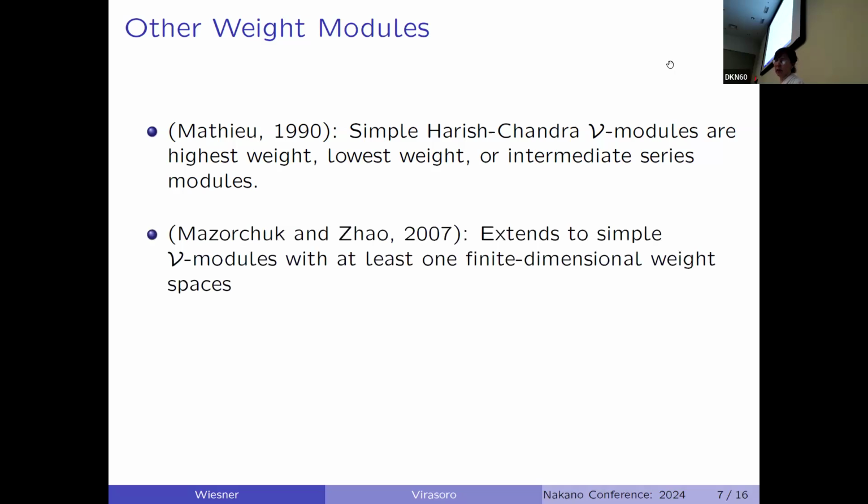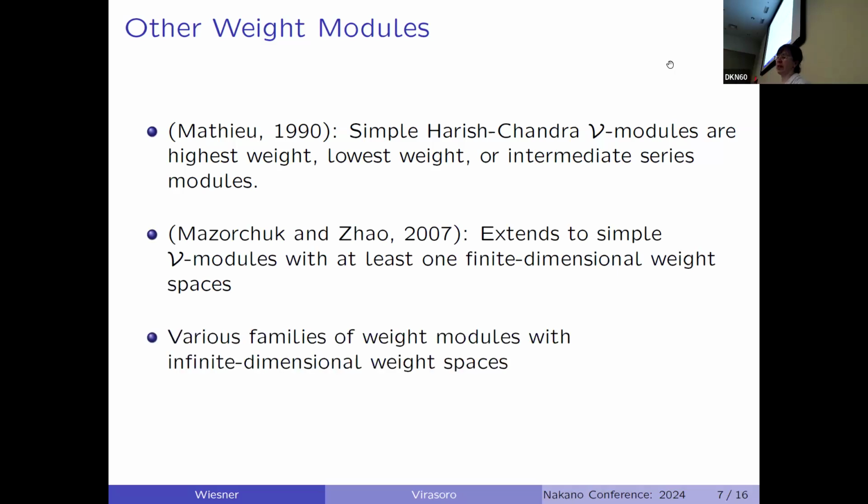You can extend this a little bit. In fact, if you have a simple Virasoro module that has any finite dimensional weight space, then all of them have to be finite dimensional, and so it puts you back in the classification that Nacho gave already. The next step would be to think about infinite dimensional weight spaces, which seems like a much bigger puzzle to crack, but there are various families of weight modules with infinite dimensional weight spaces that have been constructed and proven to be simple.